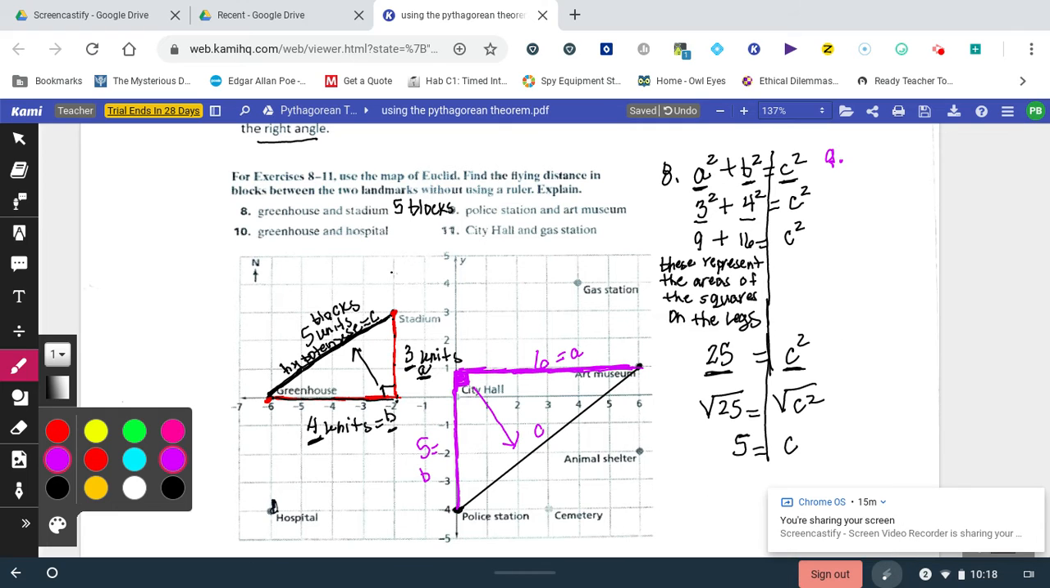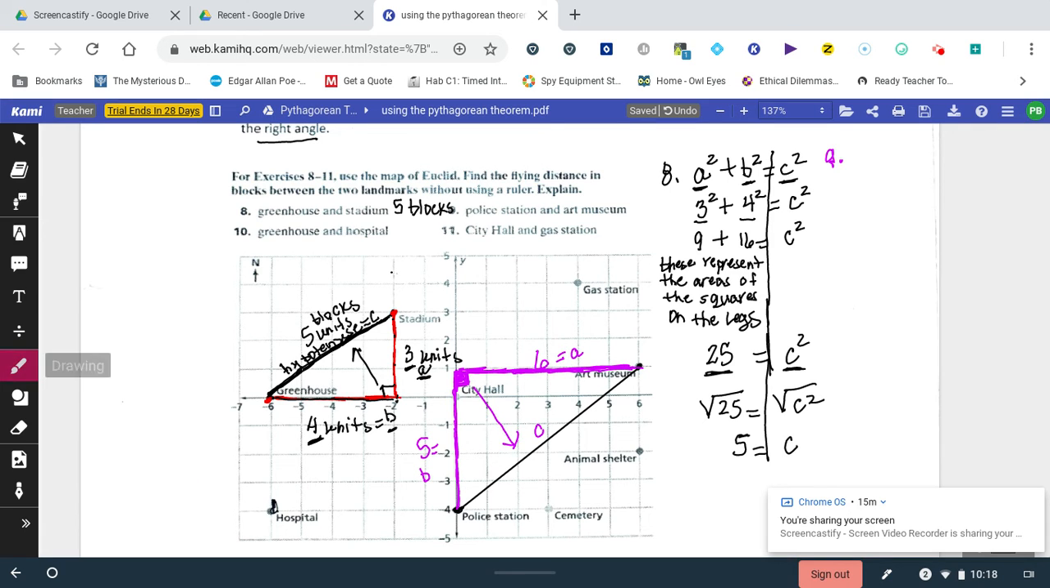All right, so we're going to write down the formula: A squared plus B squared equals C squared. All right, so A is 6. So I'm going to write 6 squared plus B is 5. So that's plus 5 squared equals C squared. Draw my line and separate the two sides.